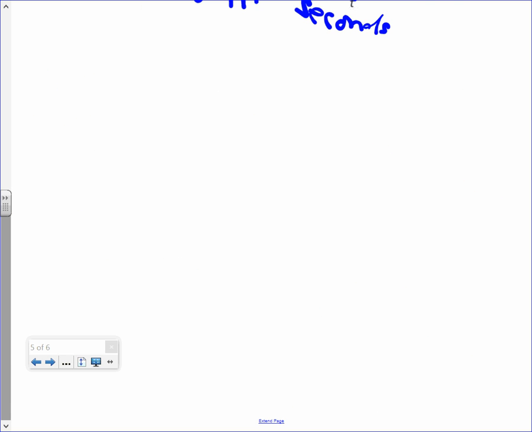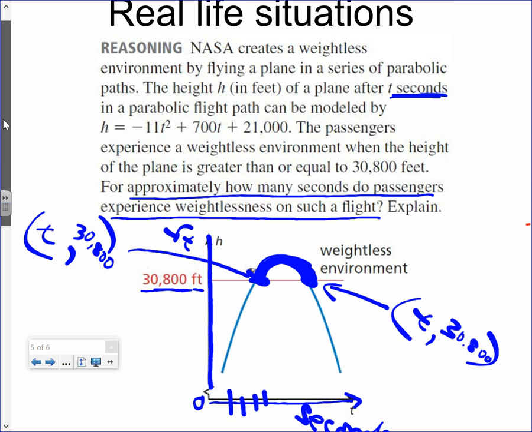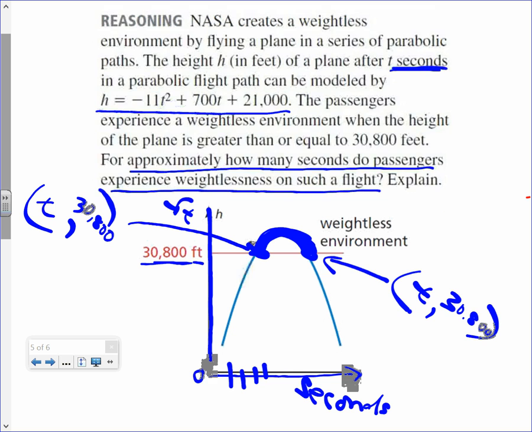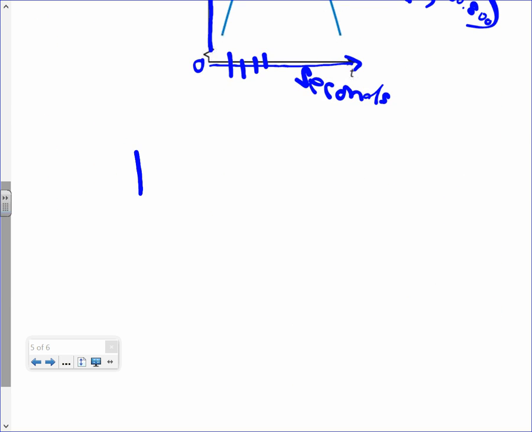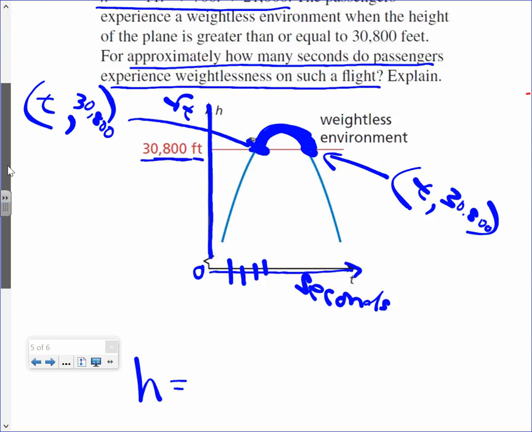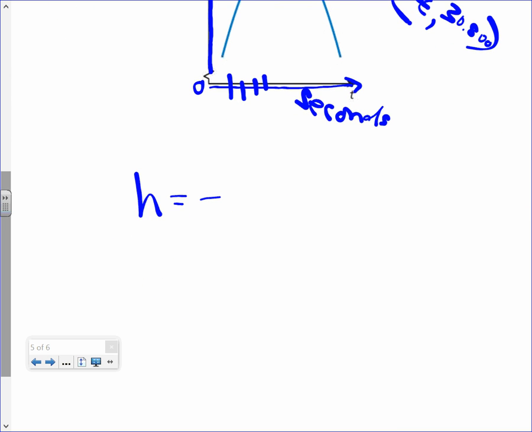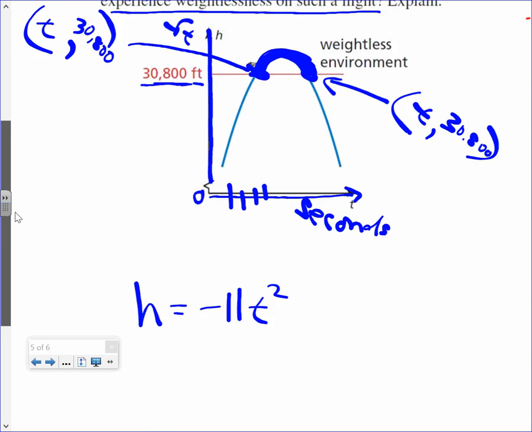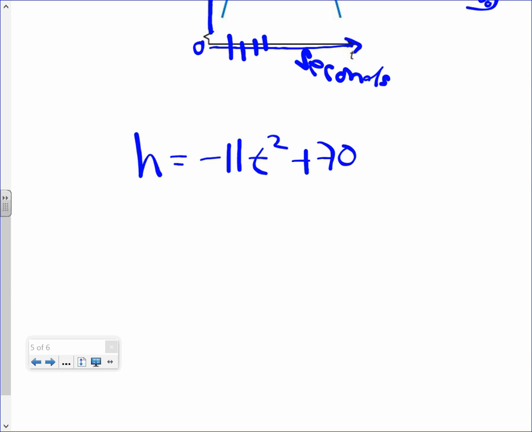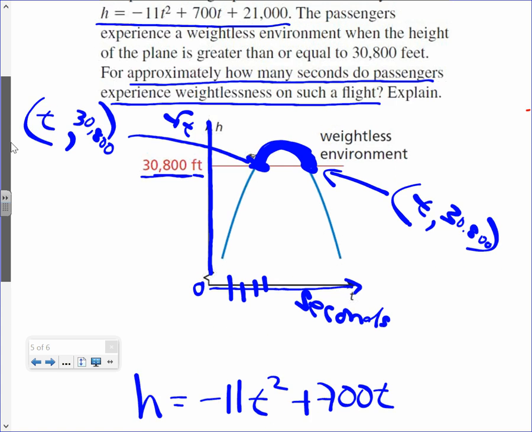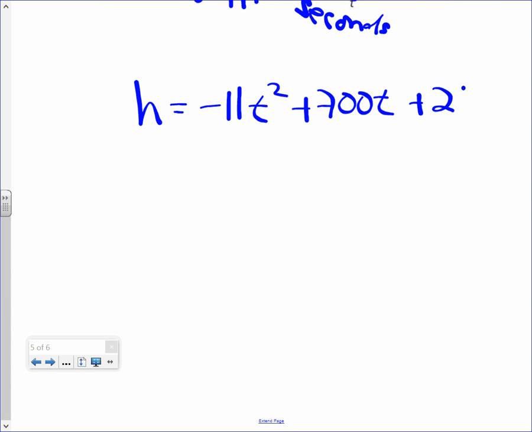Here we go. Let me write down the equation that describes this jet. It's right here. Write down with me. H equals negative 11 t squared. There's your A value. There's your B value, right? There's A, B. And then your C. 21,000.